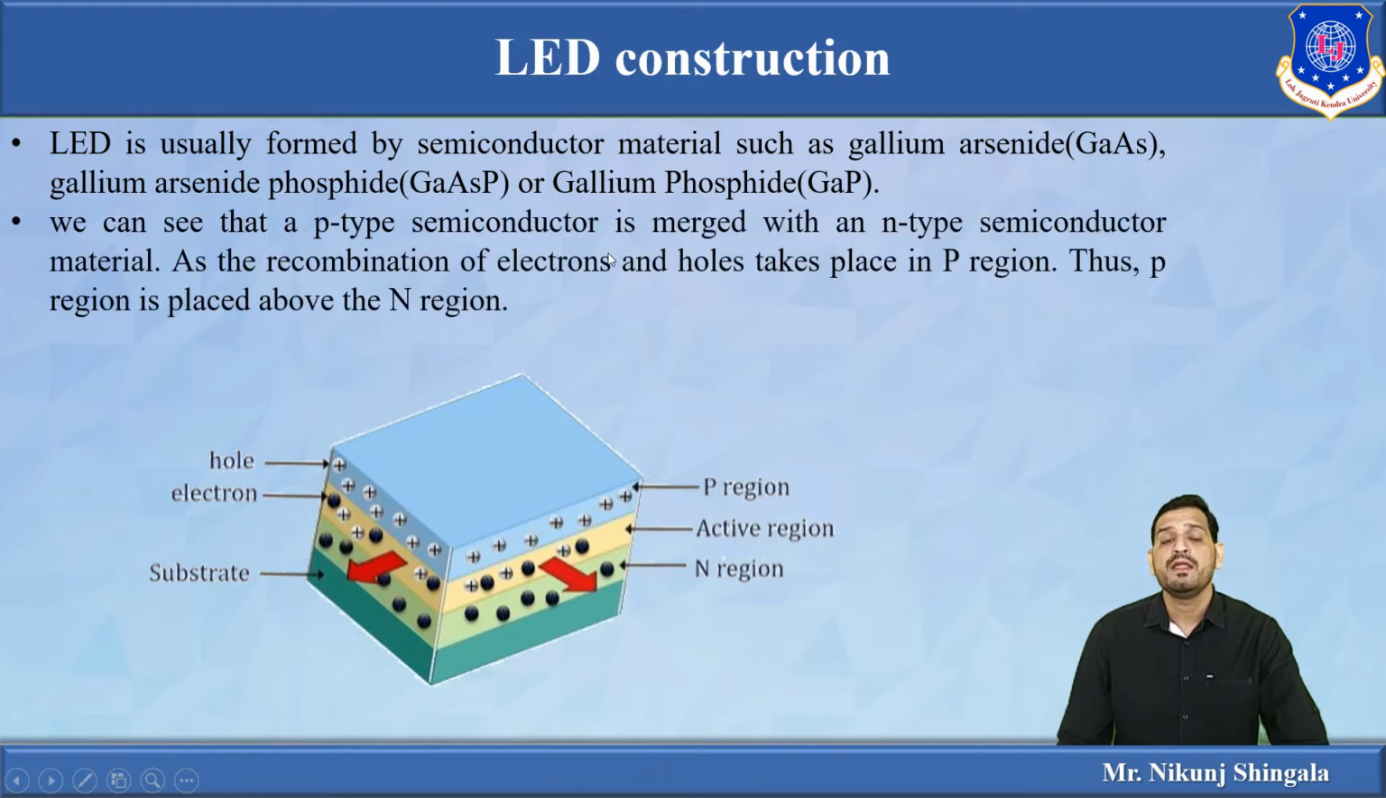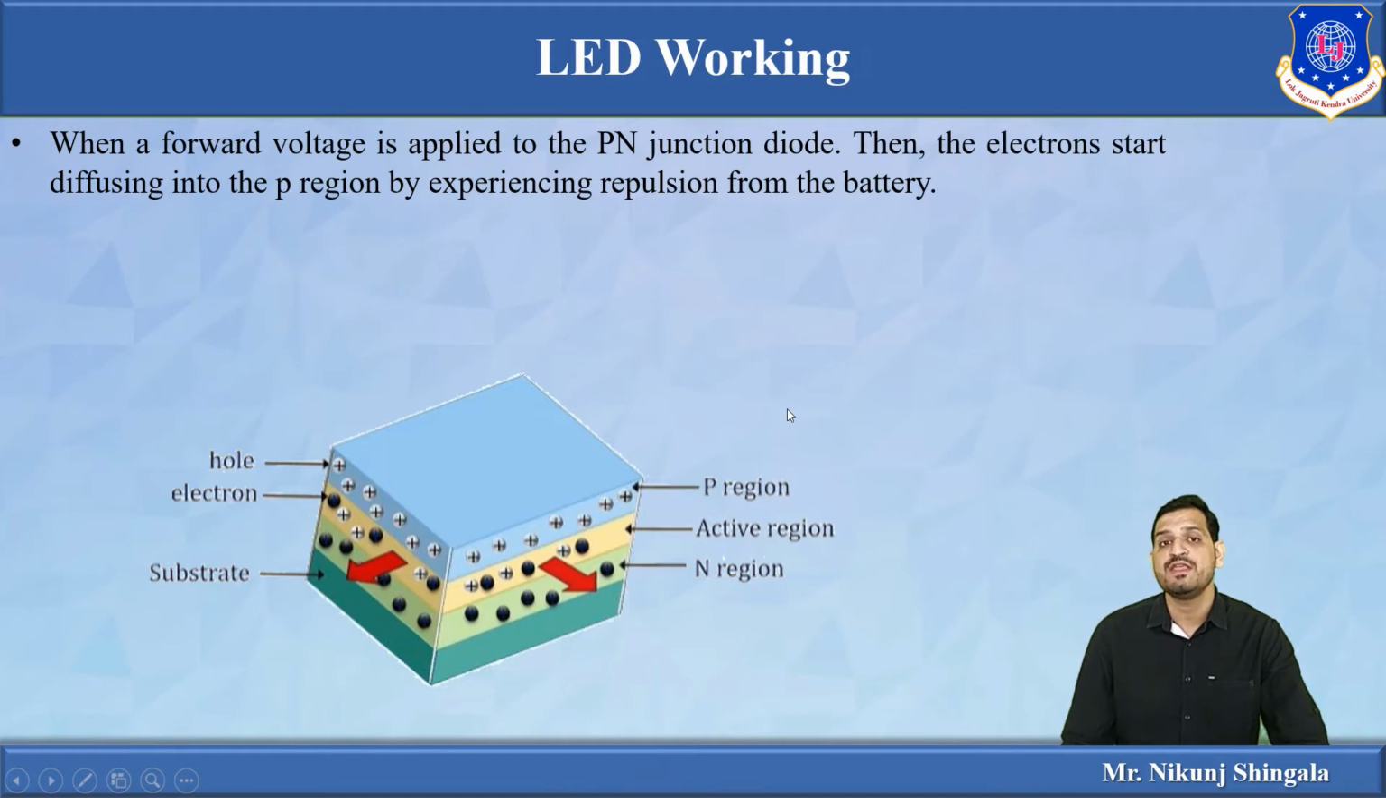Now we can see here the P-type semiconductor is merged with the N-type semiconductor. Recombination of electrons and holes will happen in the P-type region, because electrons will migrate from the N region to the P region if we apply an external battery. In the P region, recombination of holes and electrons will take place. The P region is placed above the N region. When forward voltage is applied, like a normal PN junction diode, the electrons start diffusing into the P region, because of the repulsive force from the external battery.